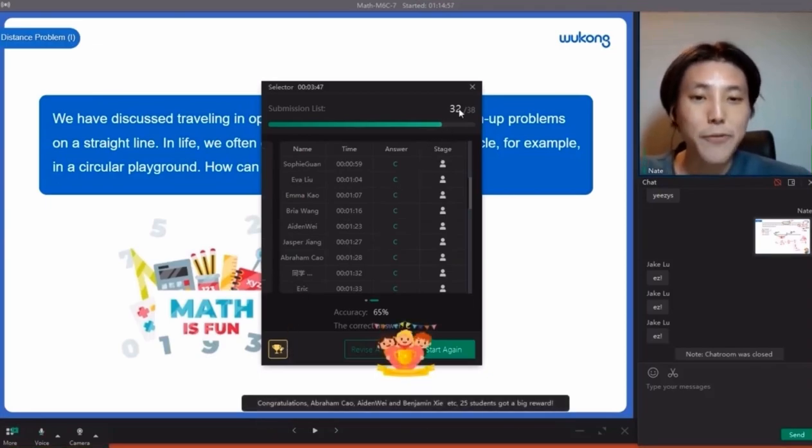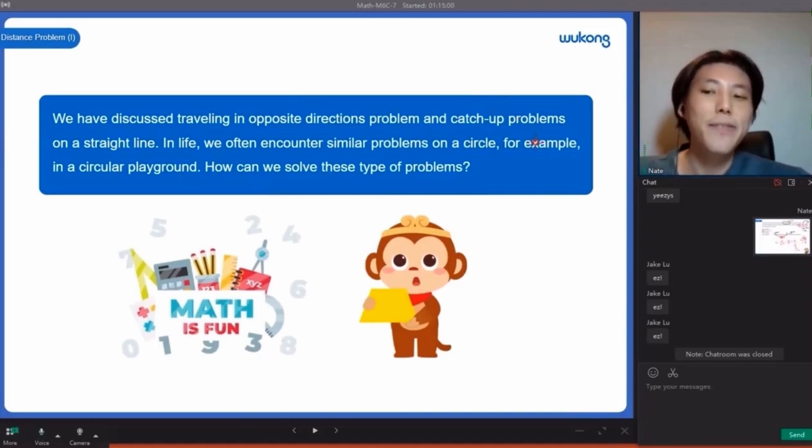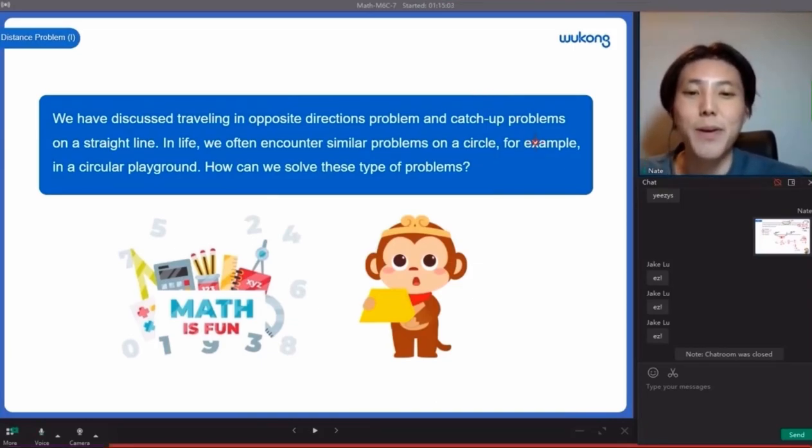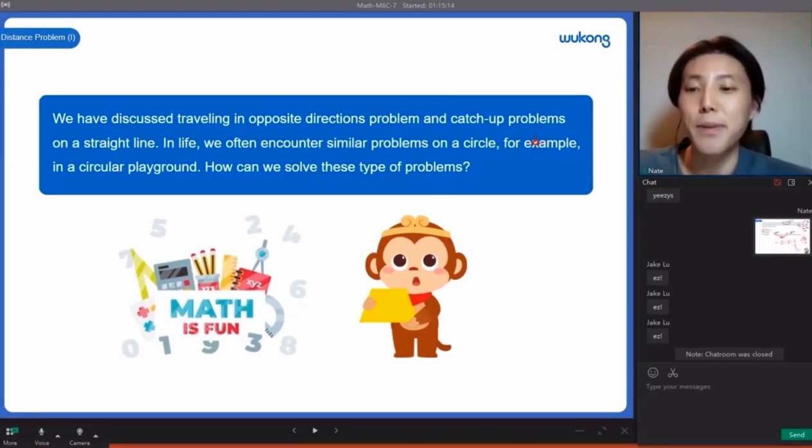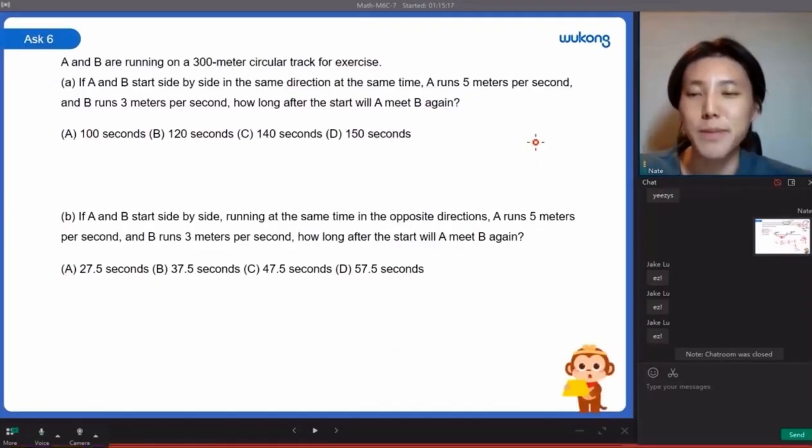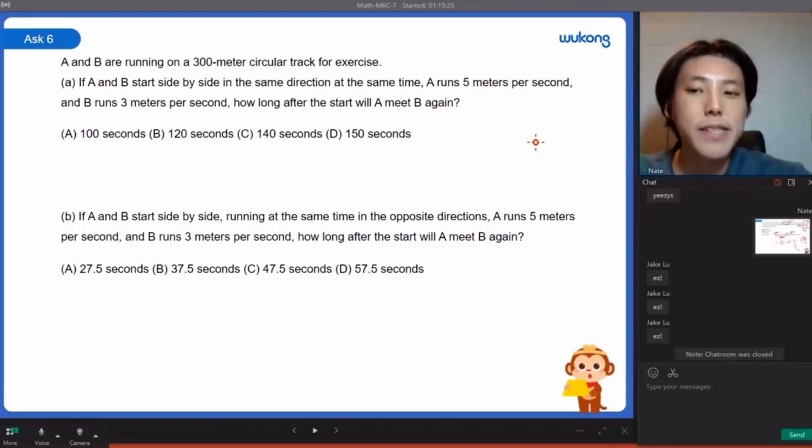Very good. Now, we have discussed traveling in opposite directions problems and catch-up problems on a straight line. In real life, we often encounter similar problems on a circle, for example, in a circular playground. How can we solve these types of problems? Now, A and B are running on a 300-meter circular track for exercise. If A and B start side by side in the same direction at the same time, A runs 5 meters per second and B runs 3 meters per second. How long after the start will A meet B again?